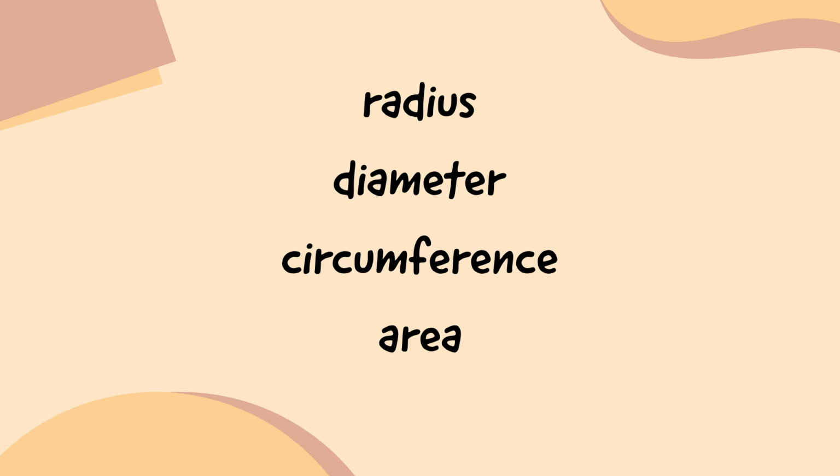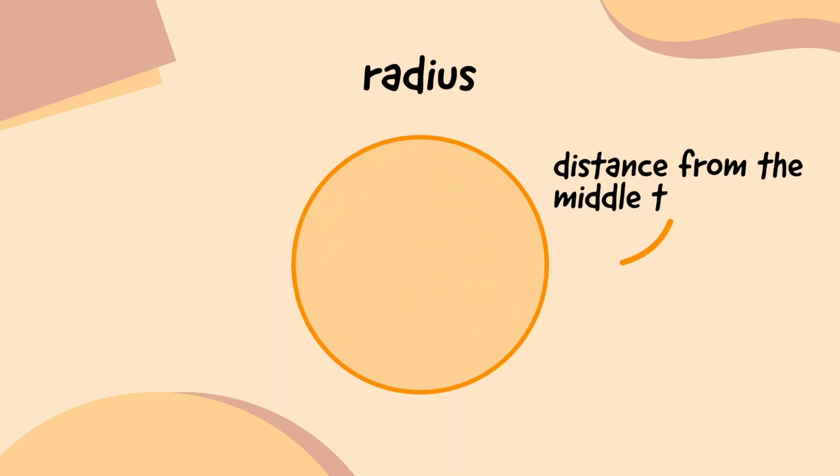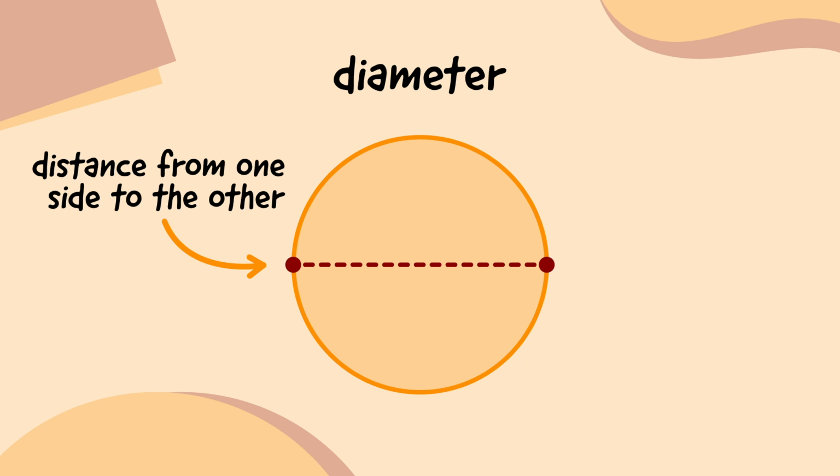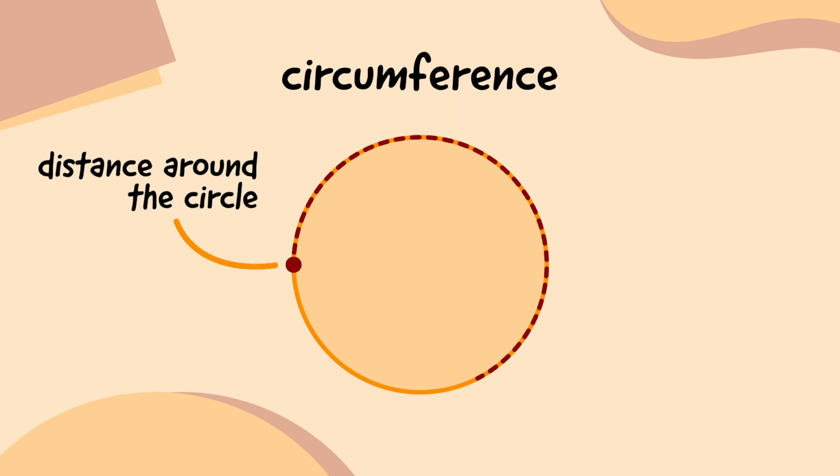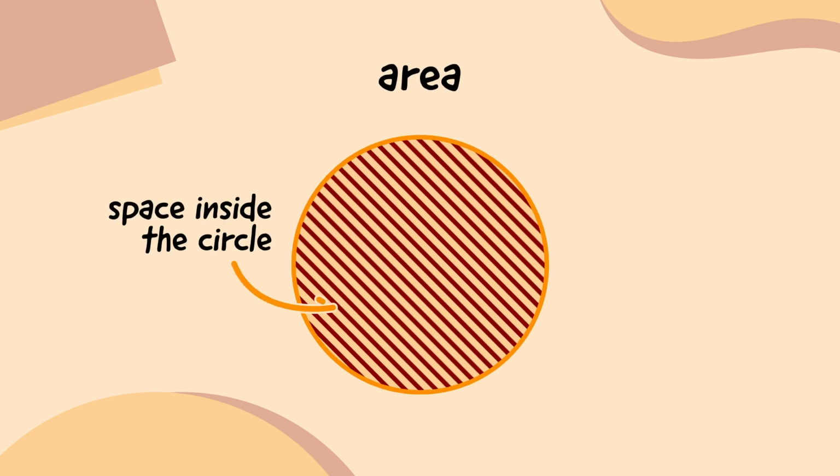Here are 4 different measurements we can take from a circle. The radius, the diameter, the circumference, and the area. The radius is the distance from the middle of the circle straight out to the edge of the circle. The diameter is the distance from one side of the circle to the other, passing through the centre, and is always twice as long as the radius. The circumference is the distance all the way around the circle. And the area is the size of the space inside the circle.